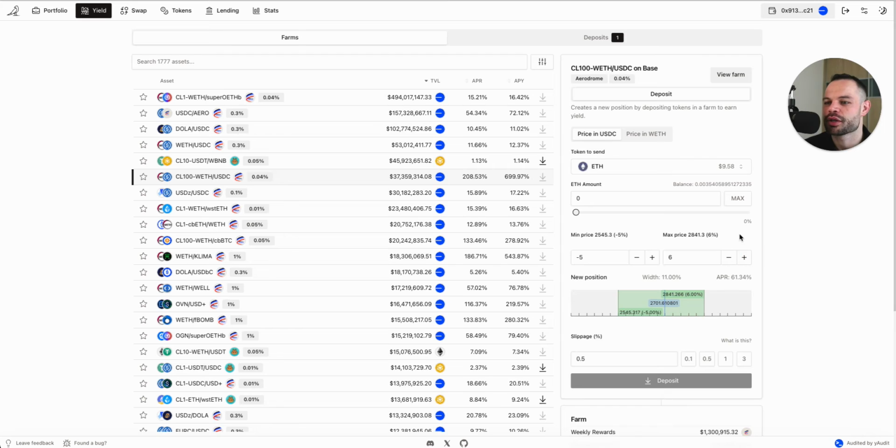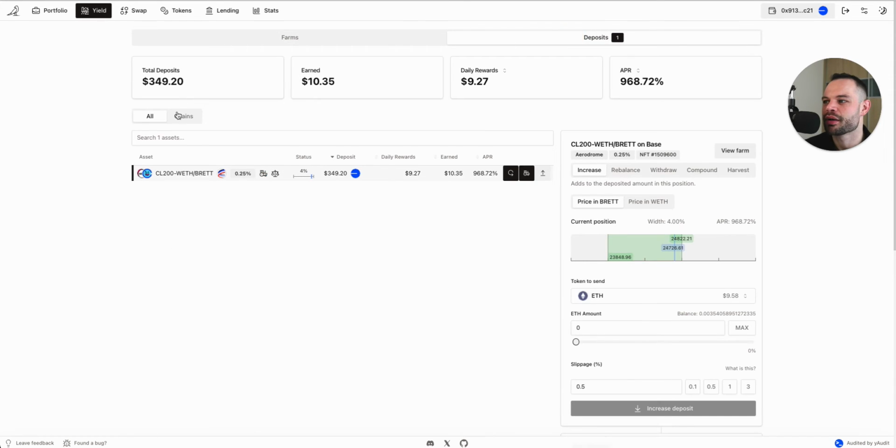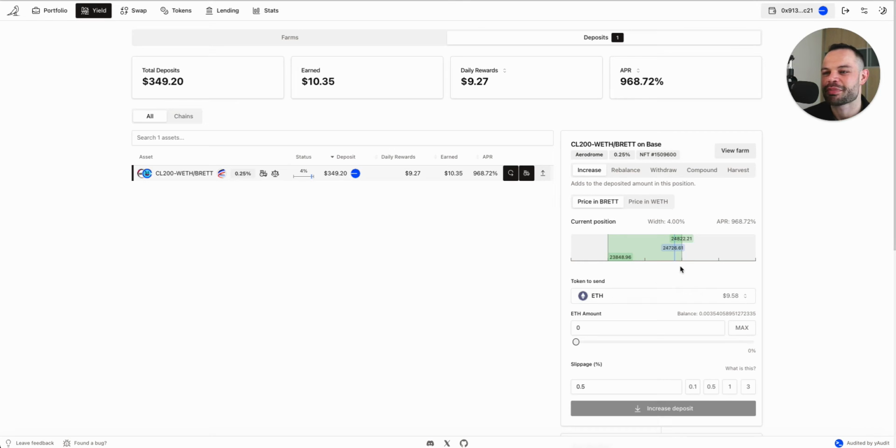Okay, now we're going to look at a quick example, because I've got a pool open on the CL200 WETH BRET as an example to show you. At a CL200 level, each tick spacing here on the chart is representative of 2%. So at the moment, we've got a width of just 4%. This is a very, very narrow range, but you can see just how high the APR has bumped up for this WETH BRET pool at a 4% wide range. So it's earning very high APR, but we've got a very small range.